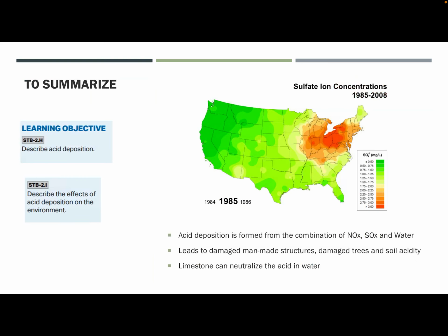So to summarize, today we discussed the process of the creation of acid deposition and the effects of acid deposition on the environment. Acid deposition is formed from the combination of NOx and SOx and water. It leads to damaged man-made structures, damaged trees, and soil acidity, and we learned that limestone can be used to neutralize the acid in water.